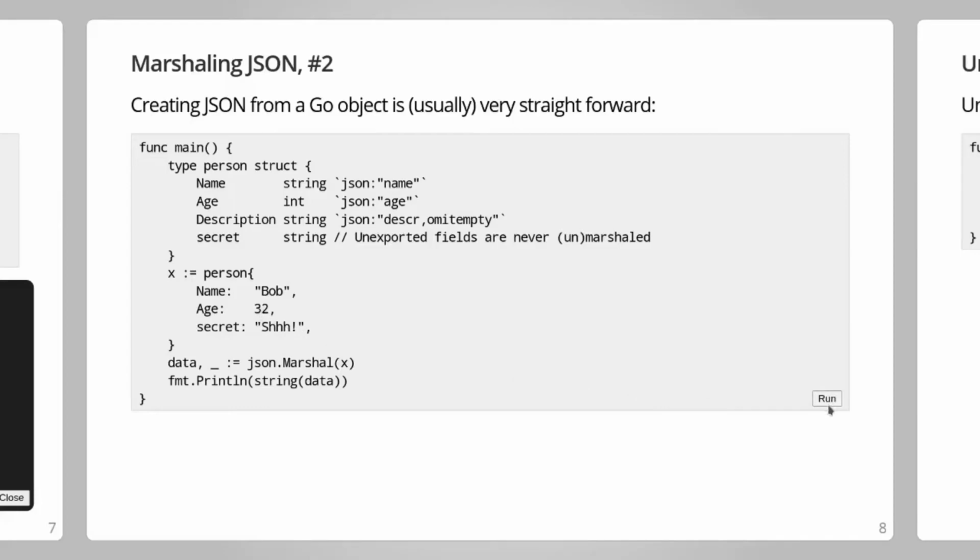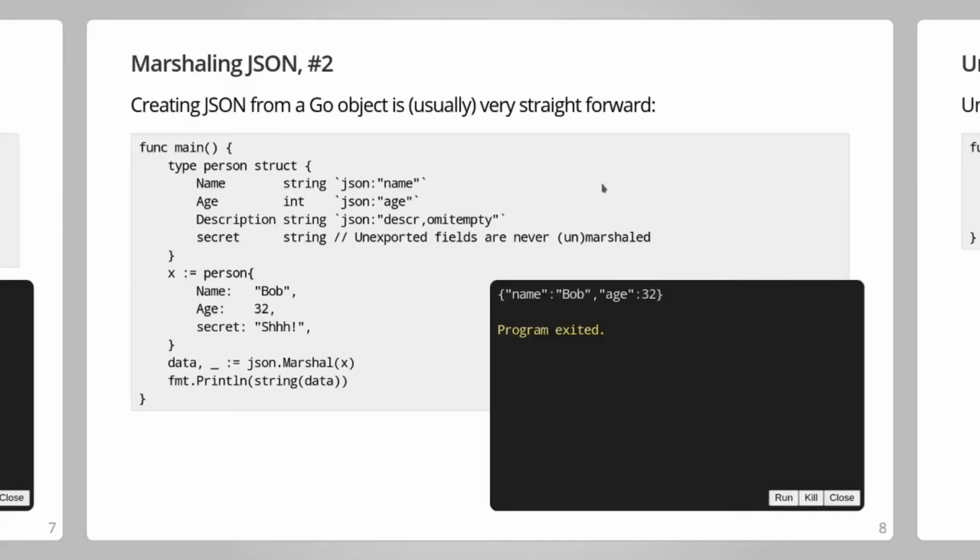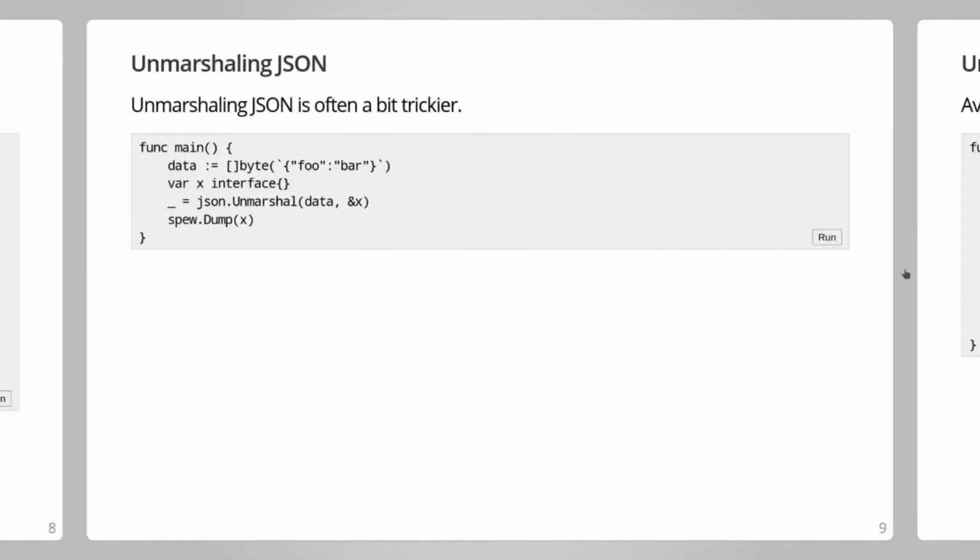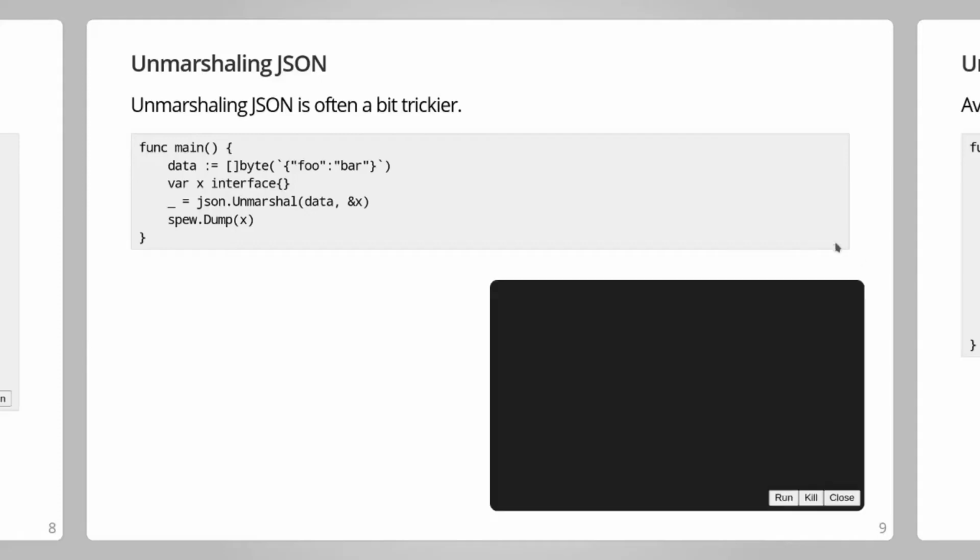And if we marshal this, we will see that we get the expected JSON output. We get name is Bob, age is 32, and the interesting part here, of course, is that the secret is excluded. Now, unmarshalling can often be a little bit trickier, and that's just because it takes a little more forethought to map arbitrary JSON data to a Go struct. But here's a really simple example.